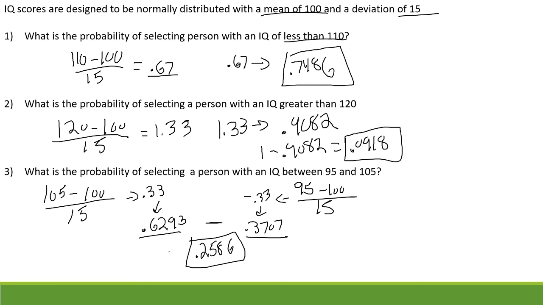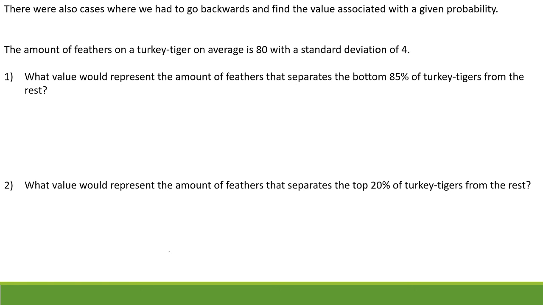So again, you can think about these as percent of a group rather than just probabilities of picking somebody at random, because they both kind of mean the same thing. The chance that you pick somebody at random is the same as the percentage of the group that is in the category that you're looking for. So those are your three basic problems, right? Less than, greater than, and between. And they're all done very similarly, with a little bit of a twist each time you do something other than less than. Now you can also have to go backwards.